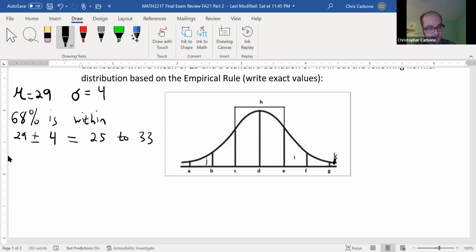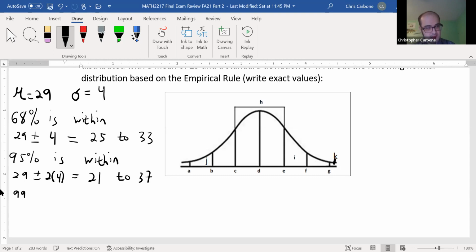Then for the 95% of the data, that's the 2 standard deviations. This is 29 plus and minus 2 times 4, or 8. So this will give us 21 to 37. And then the 99.7% is within 29 plus and minus 3 times 4, or 12. So this then would be between 17 to 41.